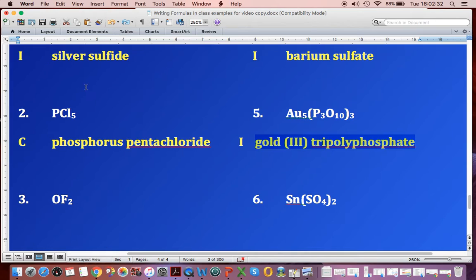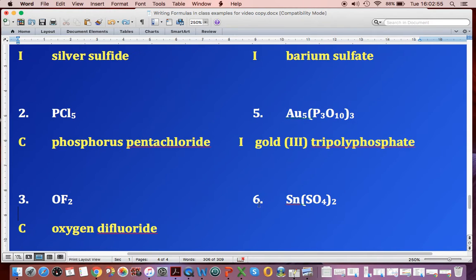I look at that and say oxygen. I know oxygen's a non-metal, so it's covalent. And I say, oh, don't bother with the mono. I'm just going to go oxygen difluoride. And if you misspell fluoride, or write fluorine, I will mark it wrong. Why? Because it's on the sheet. Read the sheet. Bring your own magnifying glass if you have to, or borrow one.